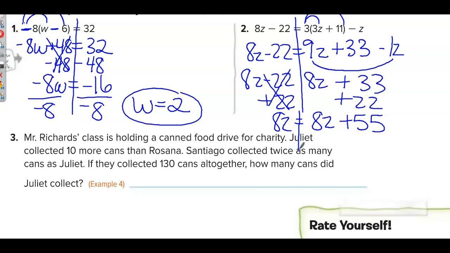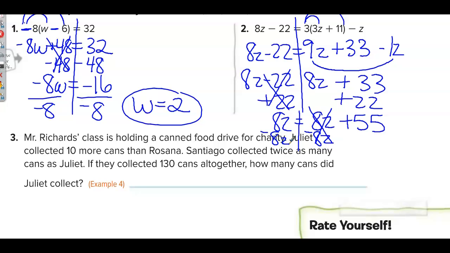Now what? You divide by 8. No, not yet. You would add 8 to both sides. Yeah, I want to get my z's together on the same side, right? So what am I going to do, Layton? I'm going to leave my 55. I'm leaving that. So what am I going to make a 0 pair with? 8z. Right? Because I've got to get rid of that so I have my number by itself.